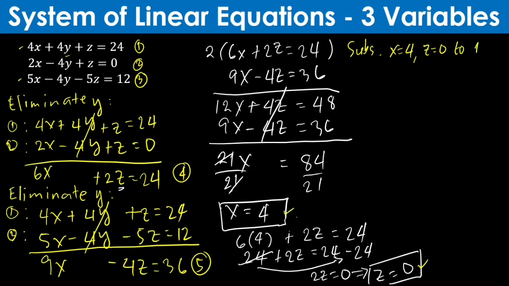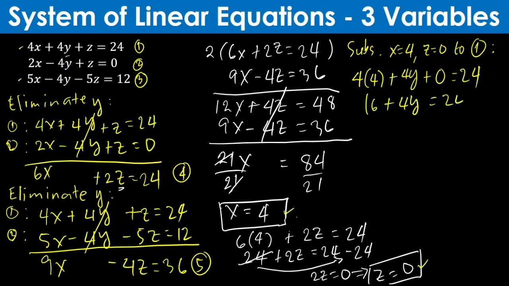Okay, to equation 1. We have now 4, or x is 4, plus 4y plus our z is 0 equals 24. And this is 16 plus 4y equals 24. Let's move our 16 here. It's going to be minus 16. It's gone. So that's 4y. This is equal to 8. And we divide 4 both sides.